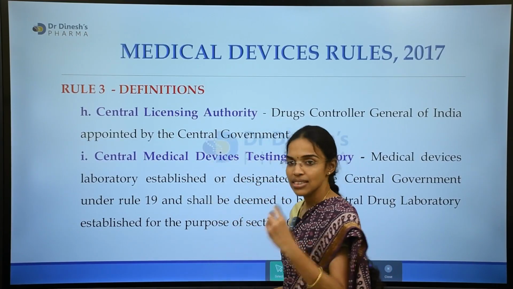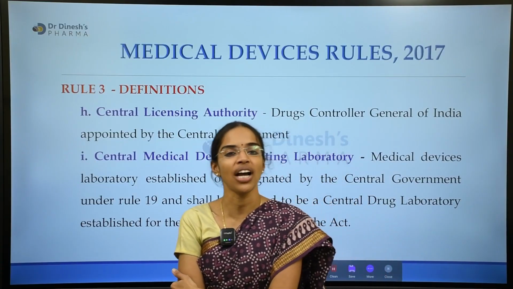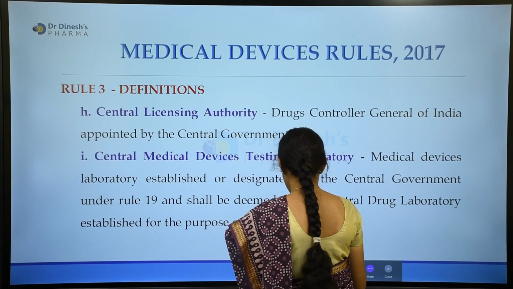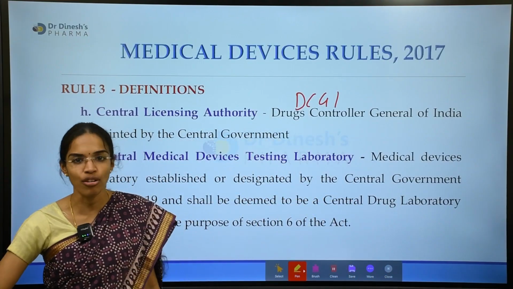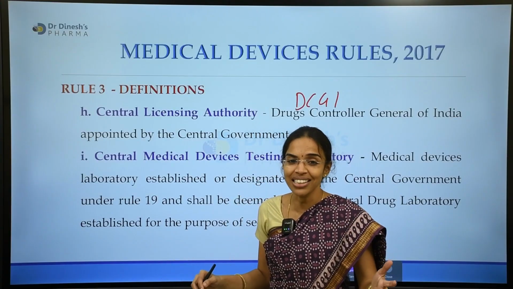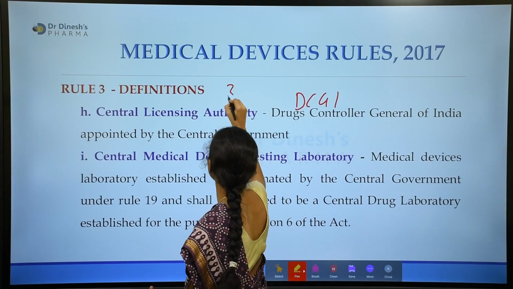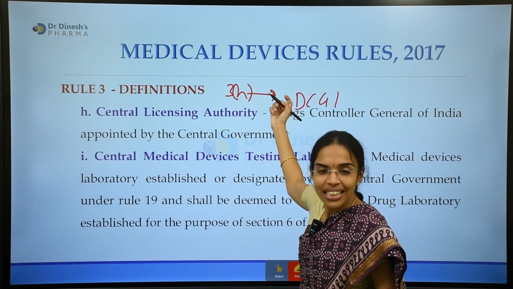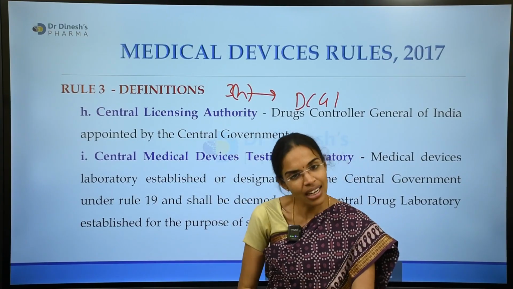And who is the Central Licensing Authority from the CDSCO? It is none other than the DCGI, Drug Controller General of India, as appointed by the central government. They come under which part of MDR 2017? 3H. 3H of MDR 2017 deals with DCGI, Drug Controller General of India, as appointed by the central government.